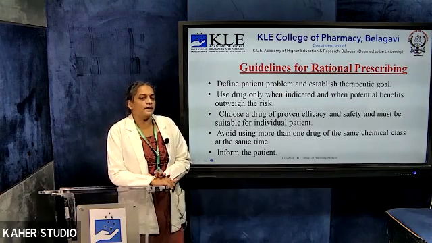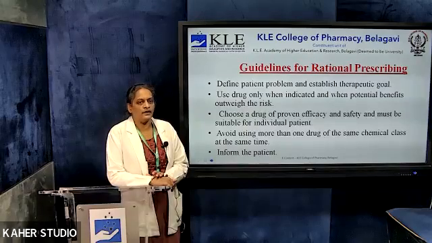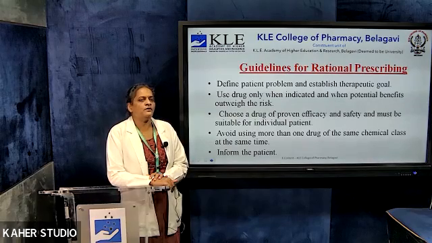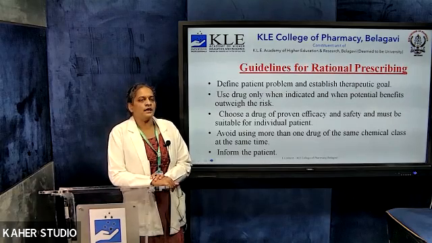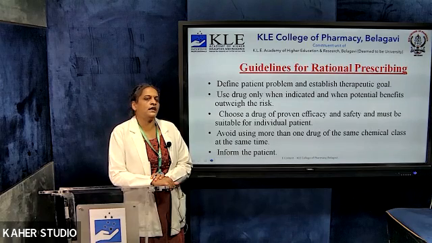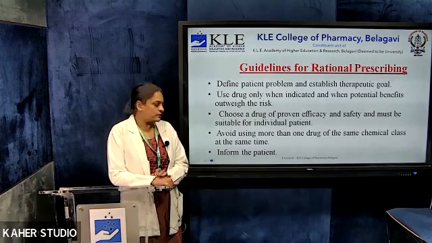Choose a drug of proven efficacy as well as safety, and it must be suitable for the individual patient. Avoid using more than one drug of the same chemical class at the same time. In each prescription, we should check how many drugs of the same class have been prescribed, and there should not be more than one. And inform the patient how the drug is to be taken, when to be taken, how long you should continue the drugs, what the minimum side effects that can occur are, and what the dose is. So these things should be told to the patient.